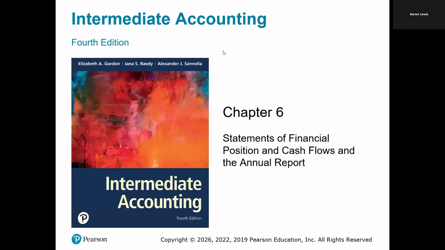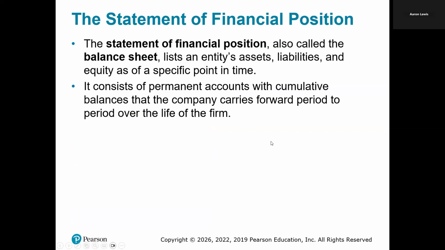In chapter six, we're going to be talking about the preparation of a bunch of different financial statements, and we're going to start with the statement of financial position, or as it's more commonly referred to, the balance sheet. So, for a company's balance sheet, we are going to list everything the company owns, owes, and what the company is worth, or in other words, its assets, liabilities, and equity.